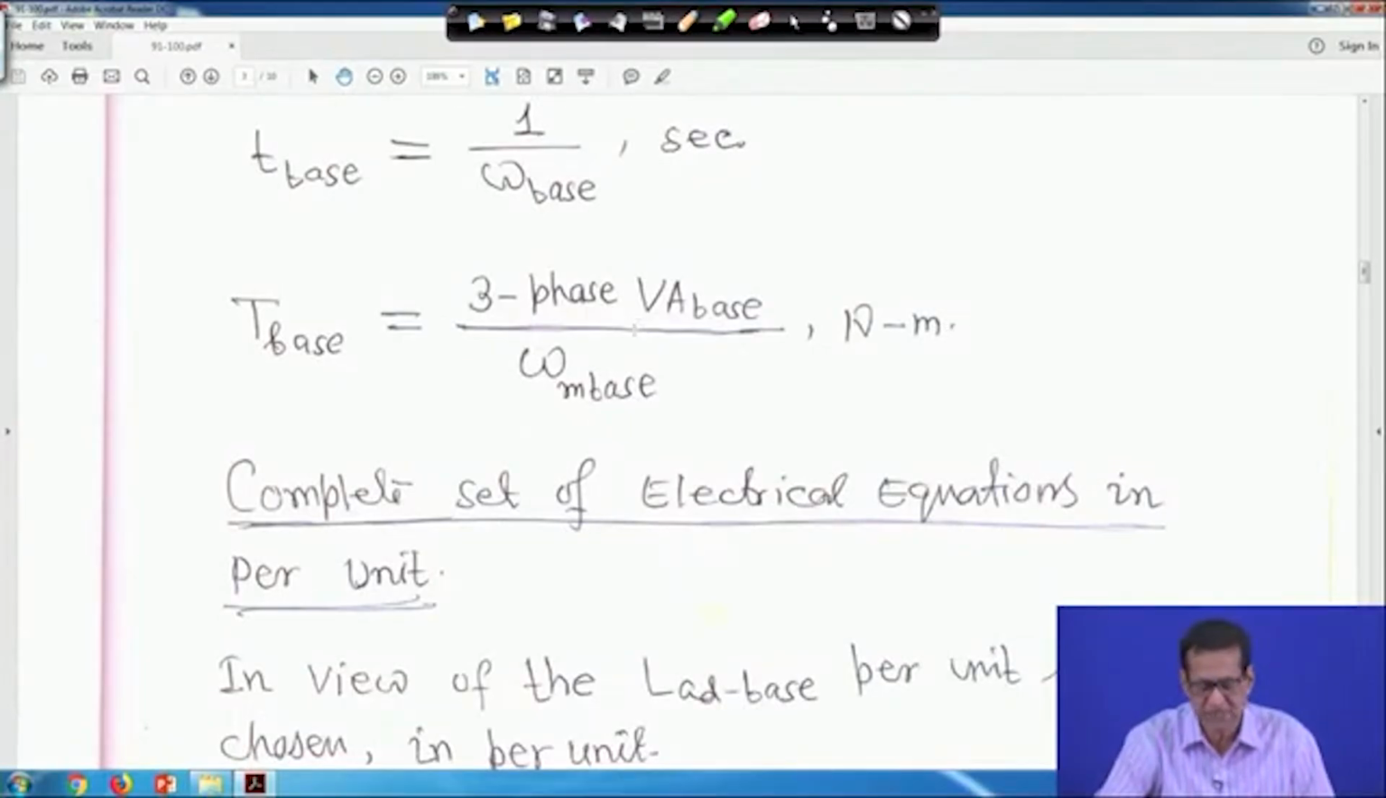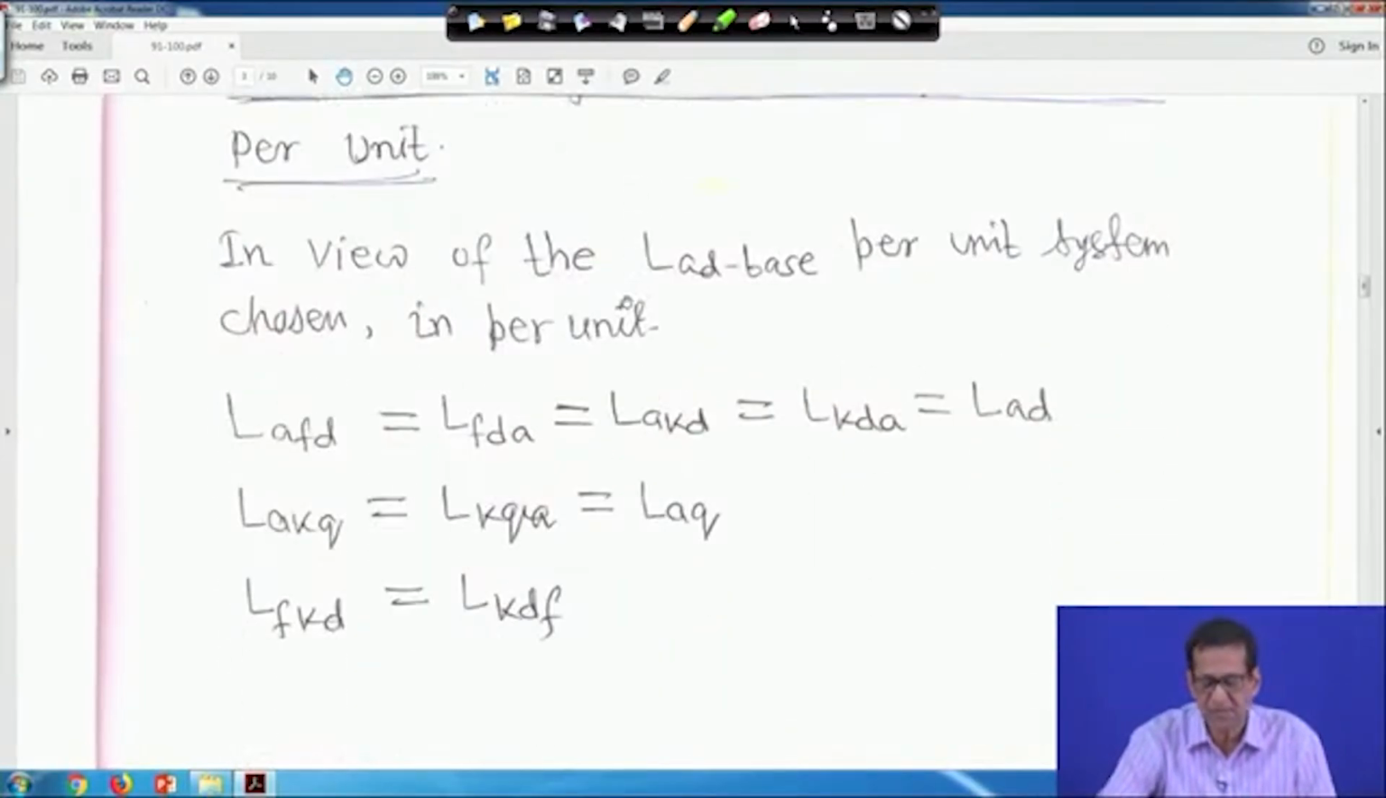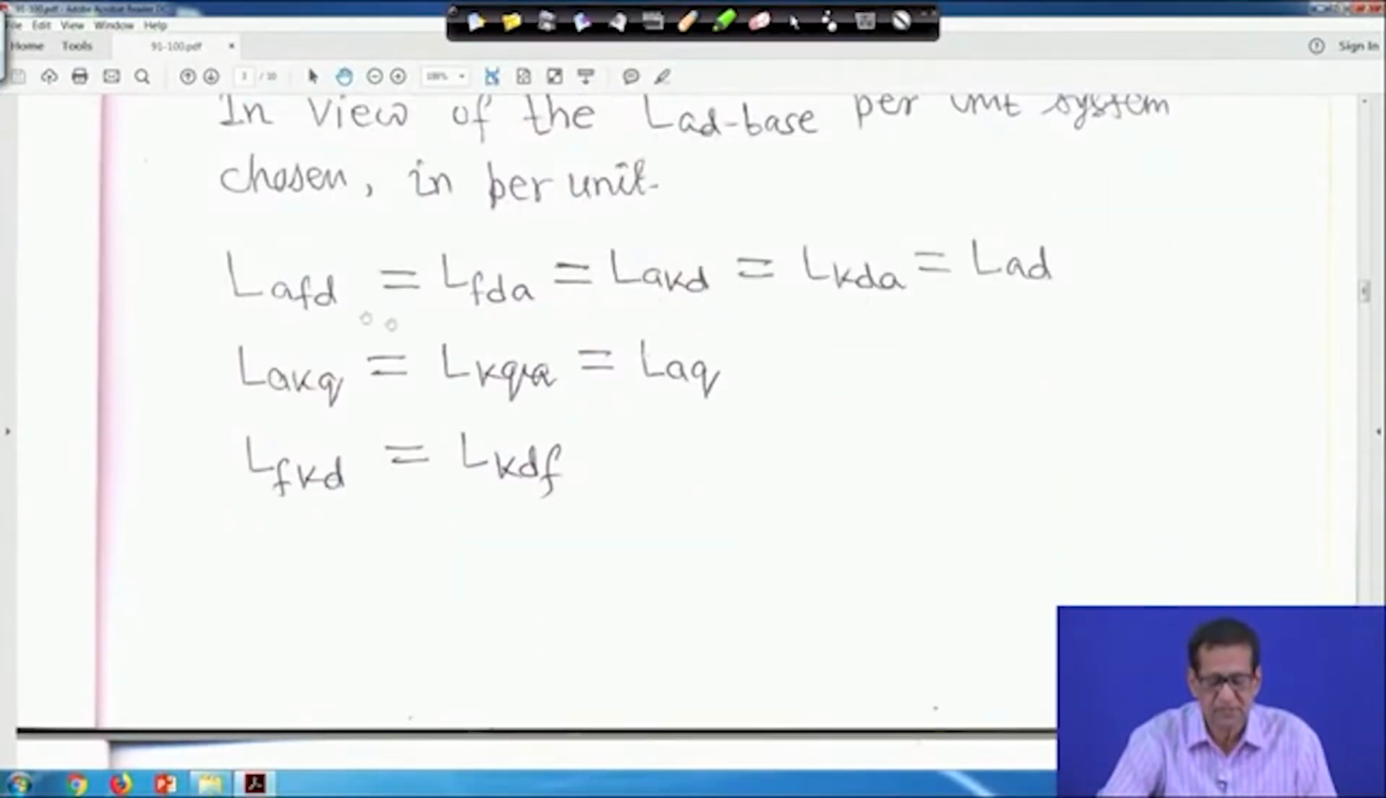Now the complete set of equations in per unit. In view of the per unit system chosen, we are not putting the bar again, but these are all in per unit. When I started, there was no bar, and when all the quantities were converted to per unit, at that time we put the bar, but after that we are not using the bar, but these are all per unit only.